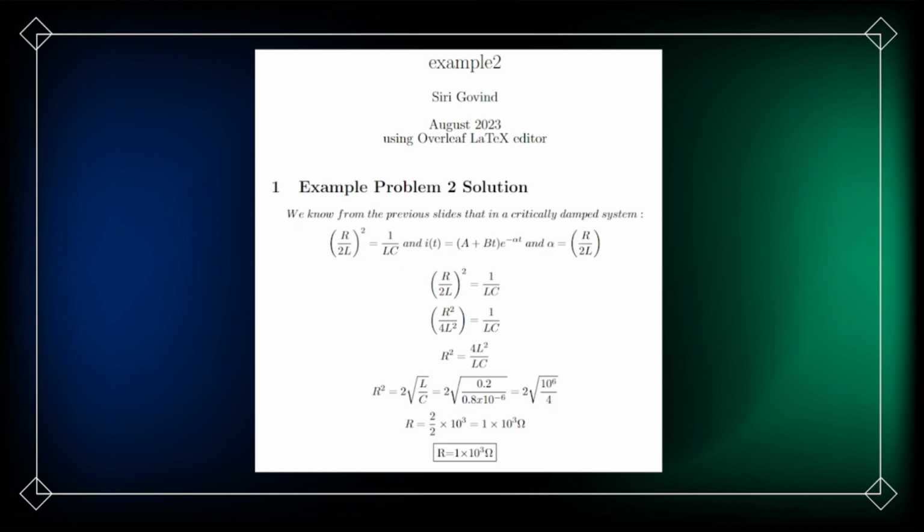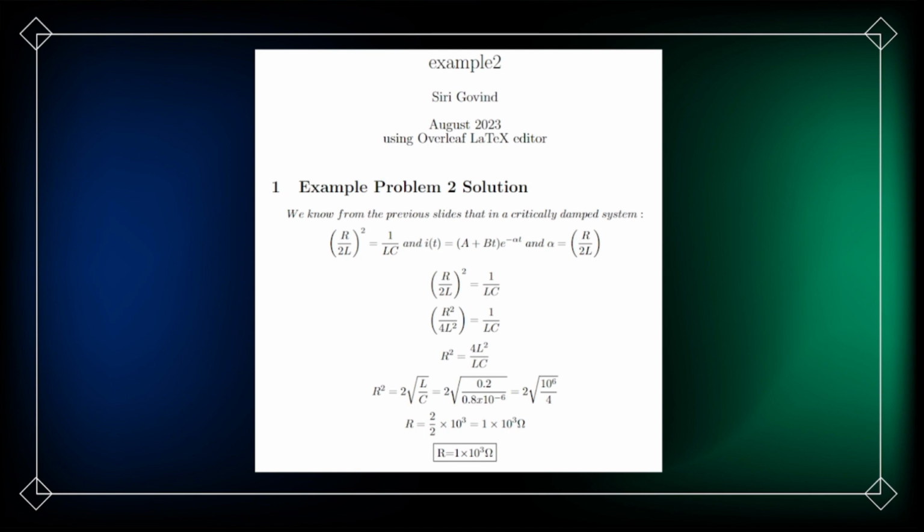And the general solution for a critically damped system is given by I of t is equal to (a plus b times t) times e to the negative alpha times t, where alpha is the damping coefficient. First things first, the goal of this problem is basically to isolate R. In order to do that, we distribute the square to R and to L, and then we get R squared over 4L squared is equal to 1 over LC.